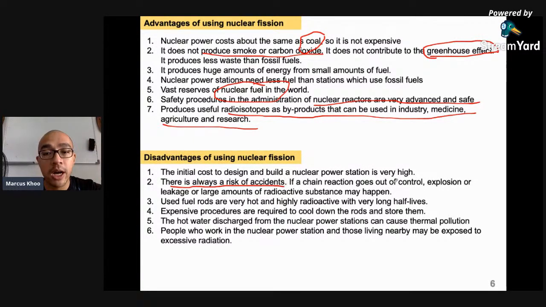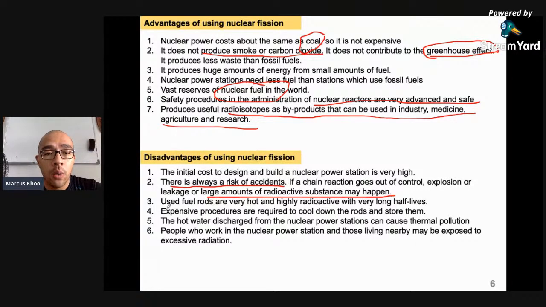Okay, if a chain reaction goes out of control, as you saw just now, there could be an explosion, and there could be leakage. Large amounts of radioactive substance may be leaked out, which is what happened in the 2011 earthquake in Fukushima, in Japan. Because of the earthquake, the reactor core was shaken, and because of that, they couldn't control the reaction rate, which caused the entire nuclear facility to shut down. But after they shut down, they found that there was a lot of radioactivity in the air. There's always a risk of that happening. Okay, we cannot deny that.